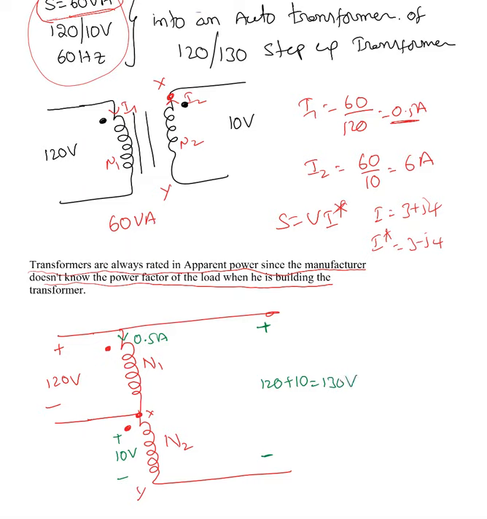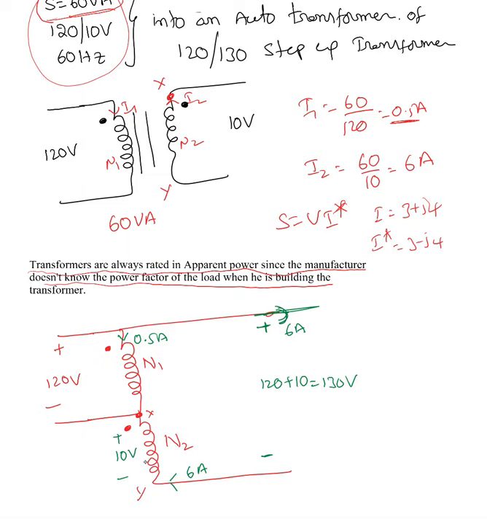Now when it comes to the current direction, this is the secondary winding of the transformer. Current is supposed to leave the positive terminal, so current is going to go in this direction. How much is that current? That current must be 6 ampere. Why not 5.5? Why not 6.5?